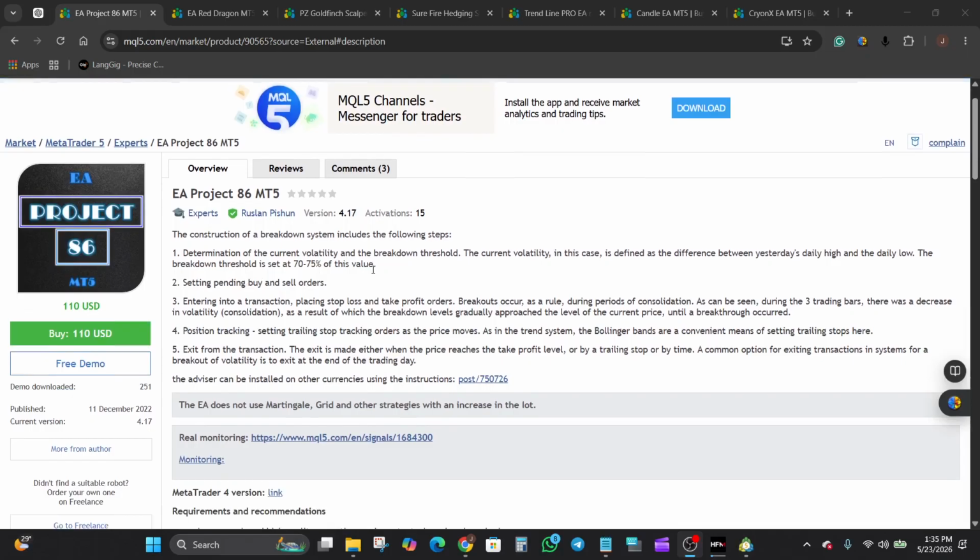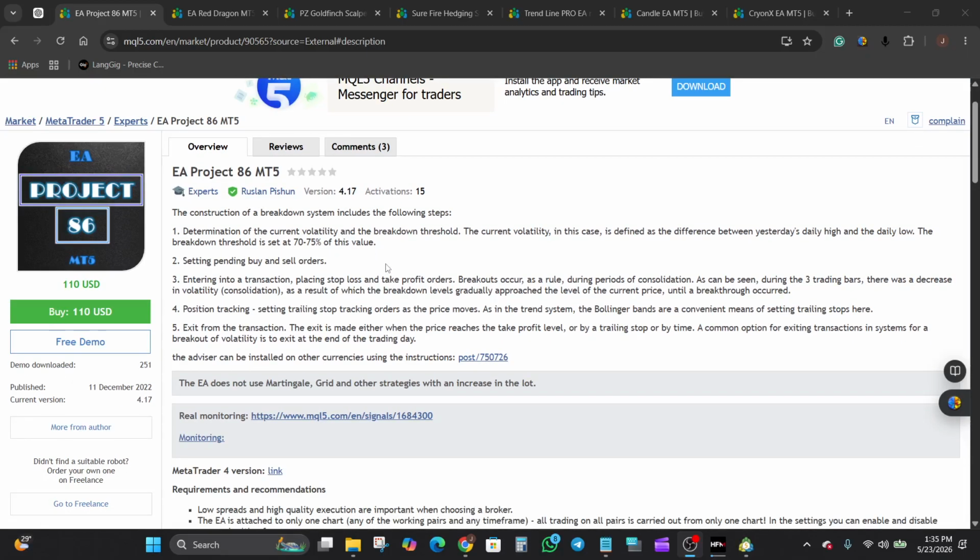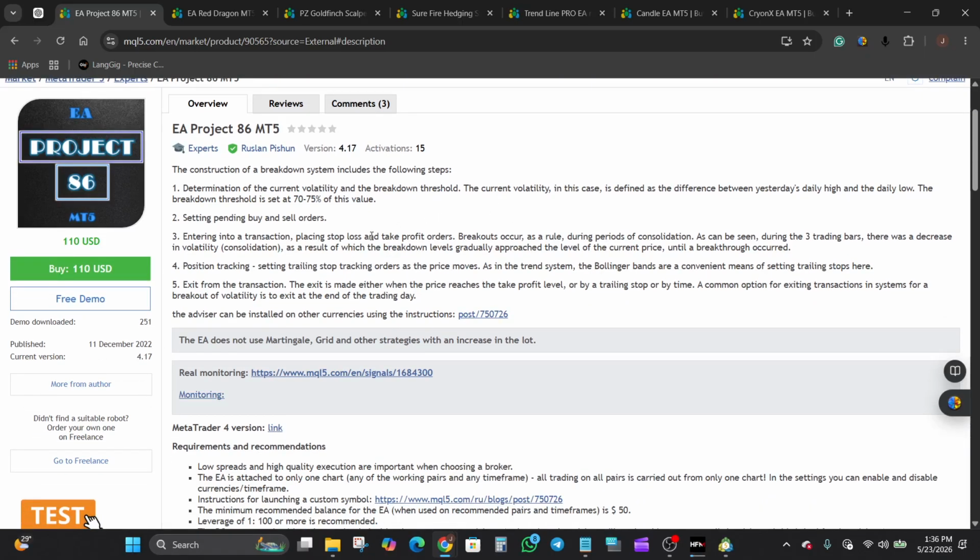Now, as I scroll through the description, the core idea here is a volatility breakdown system. It starts by measuring current market volatility using the difference between the previous day's high and low, then defines a breakdown threshold at around 70 to 75% of that range. Now, from there, the EA places pending buy and sell orders around these levels, essentially preparing for a breakout when price moves out of consolidation.